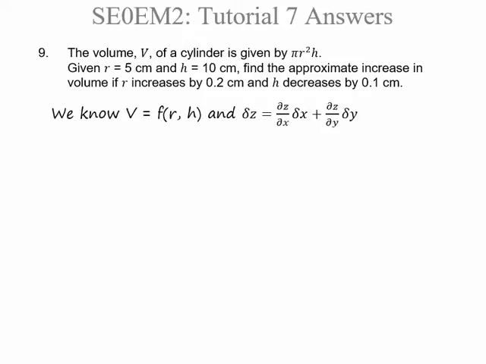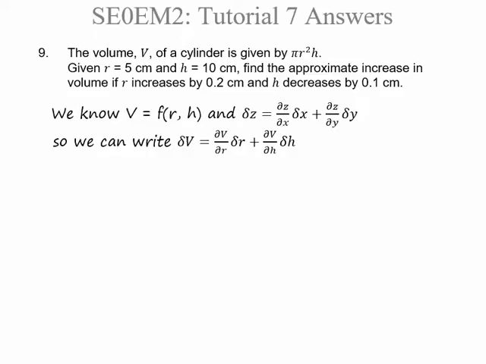We know that V is a function of radius and height, and we also know delta z is equal to dz/dx times delta x plus dz/dy times delta y. So changing z for V, x for r and y for h, we can write delta V is equal to dV/dr times delta r plus dV/dh times delta h.